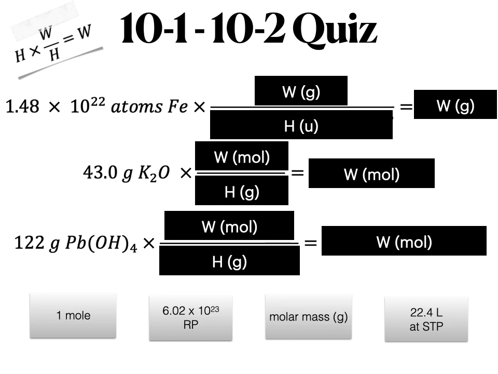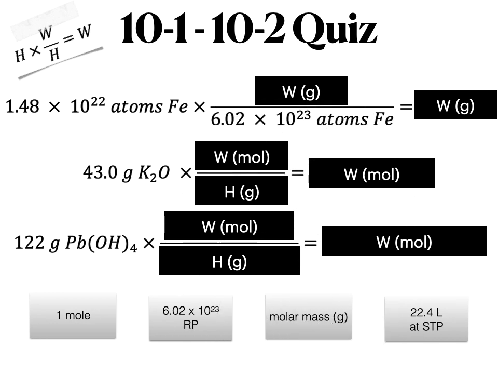The first problem says, what is the mass in grams of 1.48 times 10 to the 22nd atoms of iron? Now you'll notice every problem is set up using the "half times 1 over half equals W." So I start with my 1.48 times 10 to the 22nd atoms. Now I'm allowed to use any of the 4 things that are on the bottom that will allow me to transfer from one unit to another. Well, atoms is Avogadro's number, so I'm going to put that in the denominator so the atoms cancel.